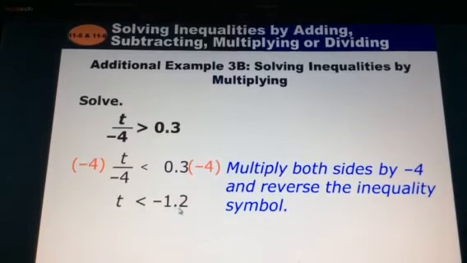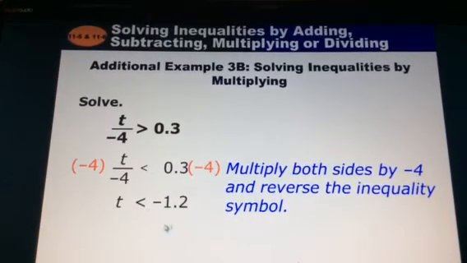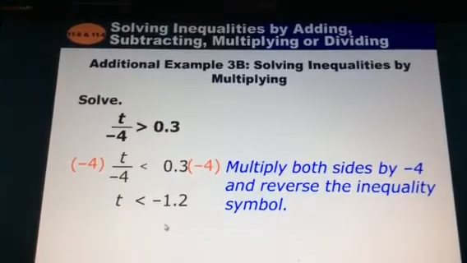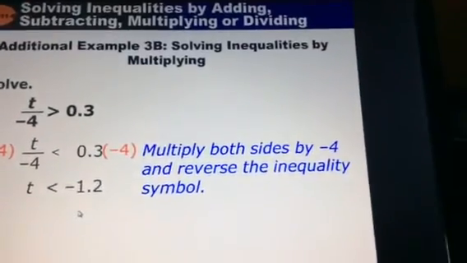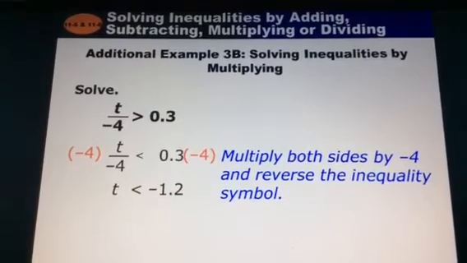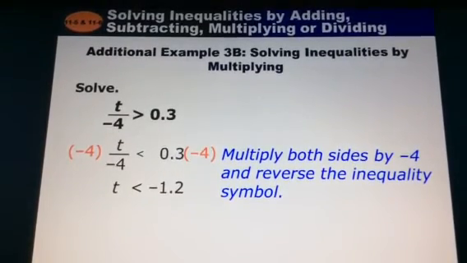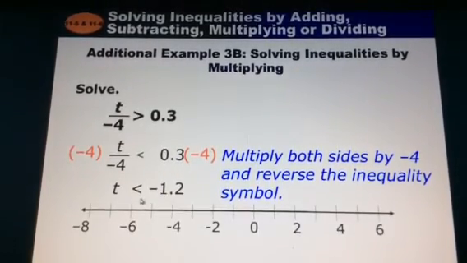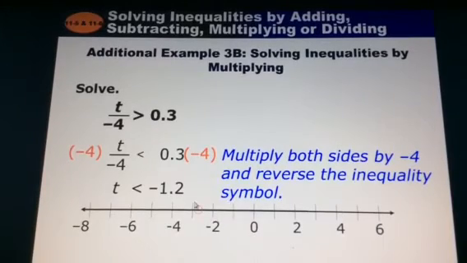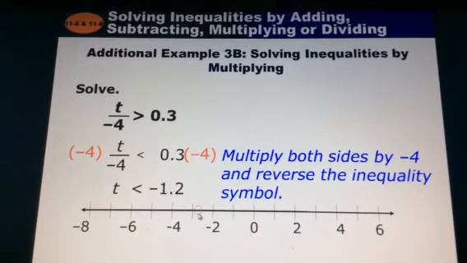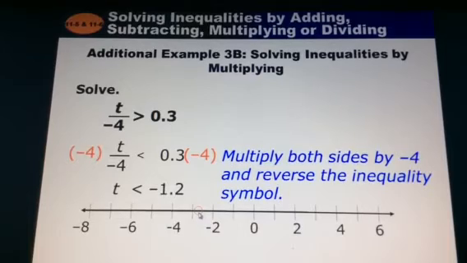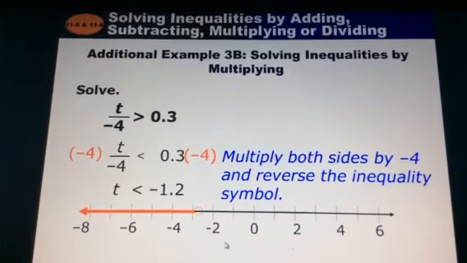Okay, so I get negative 1.2. T is less than or equal to negative 1.2. Okay. So less than negative 1.2, that would not be negative 1.2. Negative 1.2 would be right here. It's everything to the left of negative 1.2, which is right here, not right here.